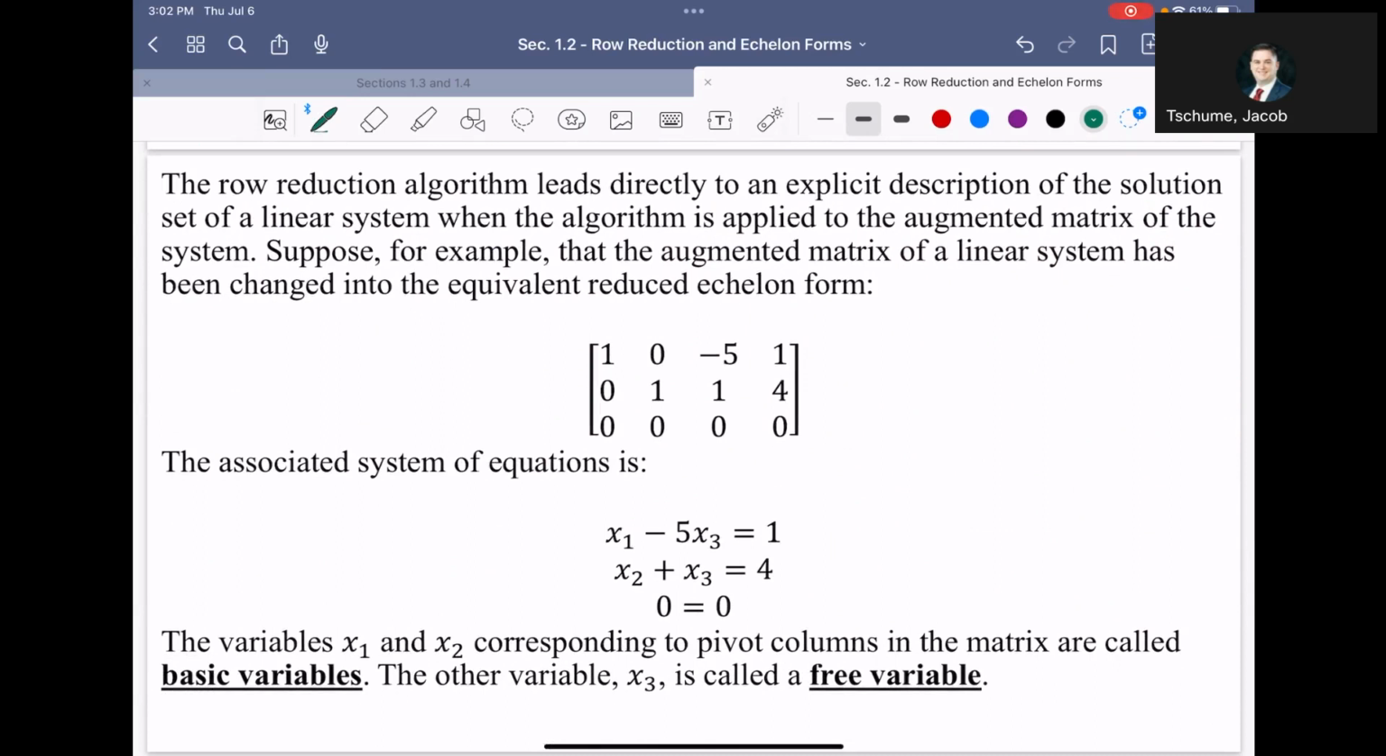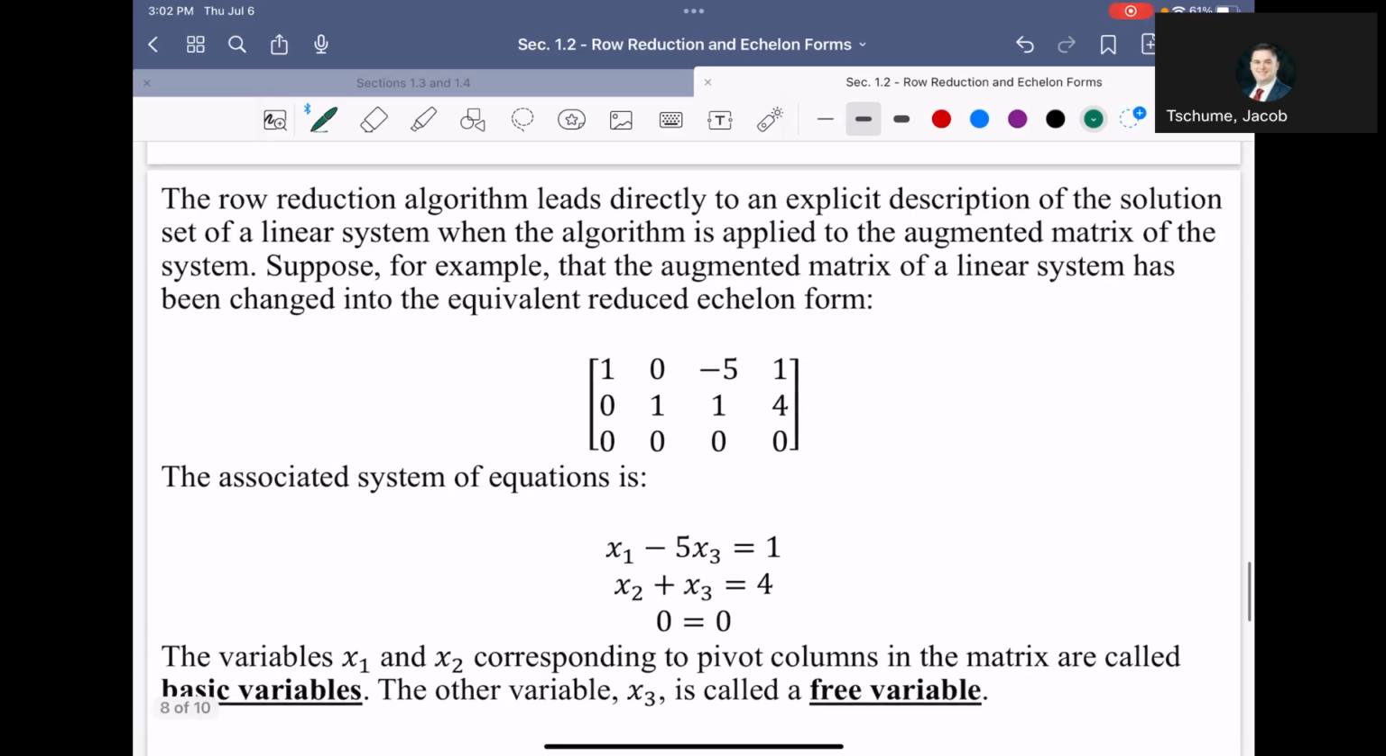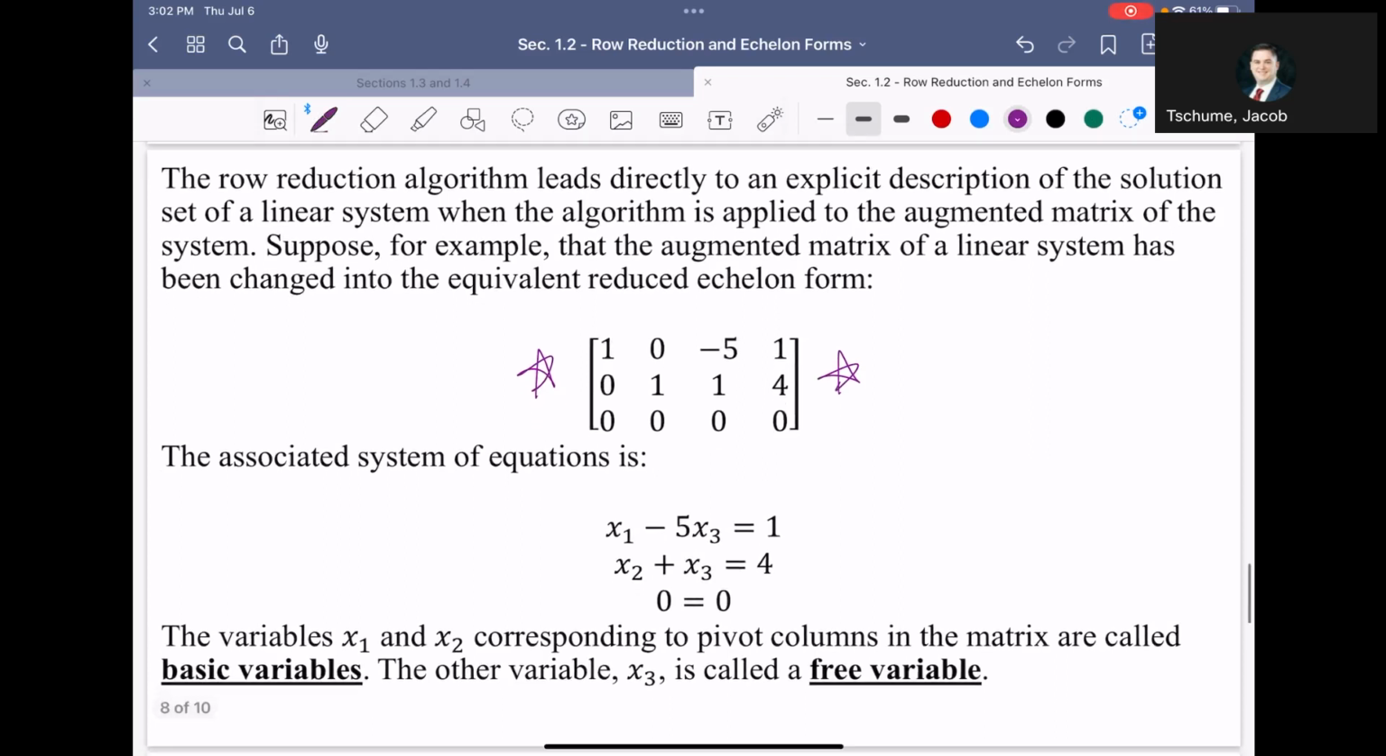So let's suppose, for example, that the augmented matrix of a linear system has been changed into the equivalent reduced echelon form. All that first paragraph says is we did our row reduction and we are now here. That's as far as you are ever going to get in this particular problem. So what does it mean? If you were to write out exactly what each row means, the first row would mean x1 minus 5x3 is 1. The second row tells you that x2 plus x3 is 4. And the last row simply means 0 equals 0.